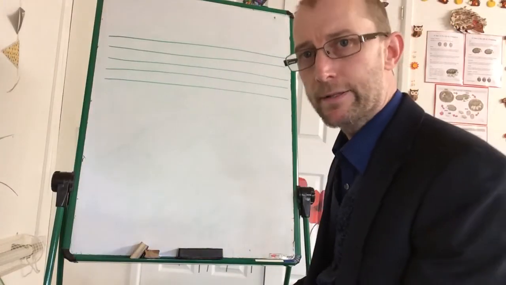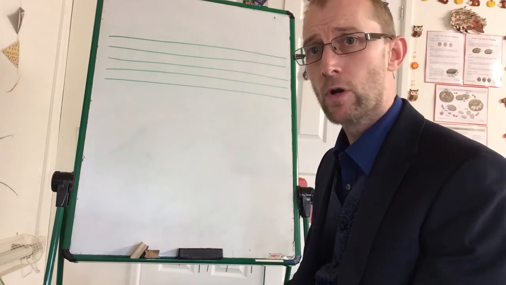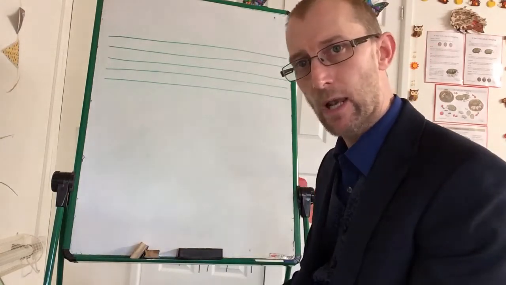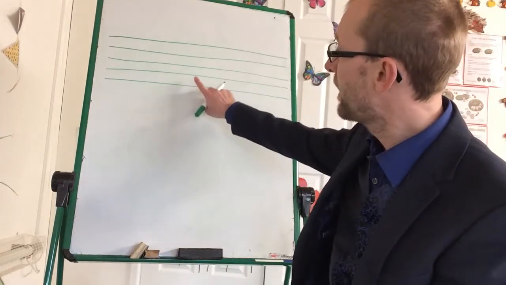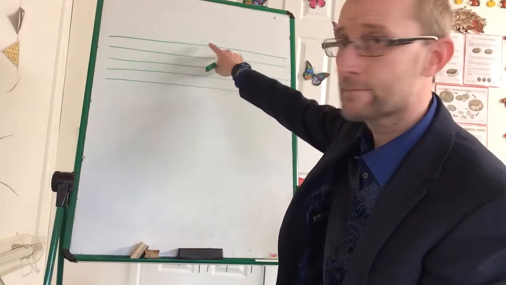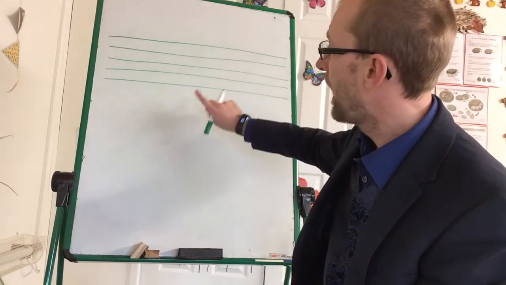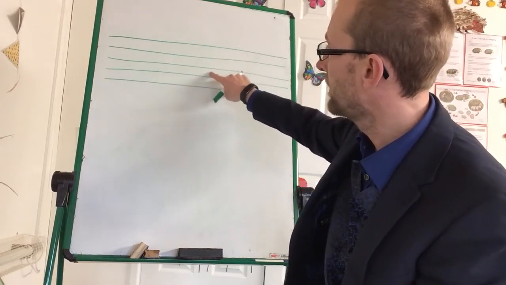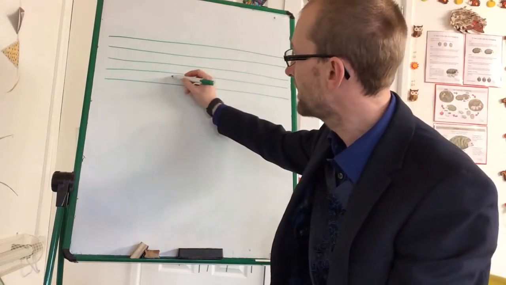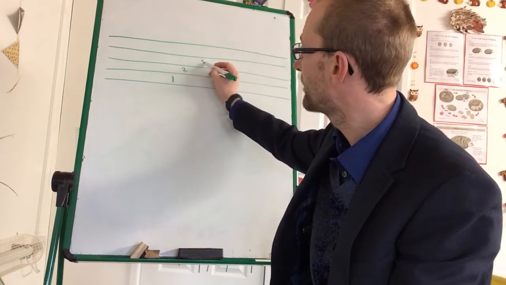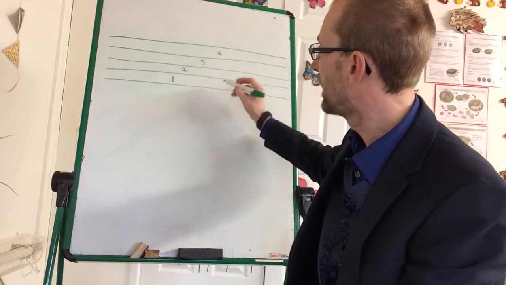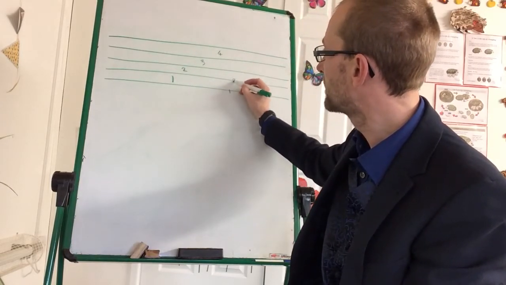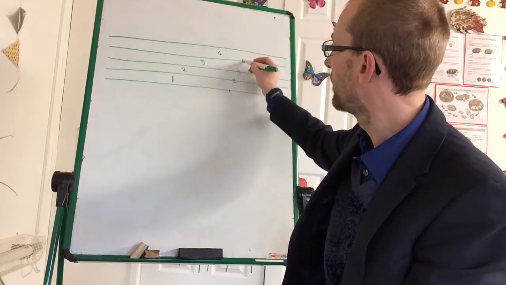Okay, hi guys, I'm going to help you learn to read the treble clef. The stave is the 5 lines, okay? And the 5 lines also have 4 spaces in between them, okay? So here are our 4 spaces, 1, 2, 3, 4. And we've got 5 lines, 1, 2, 3, 4, 5.